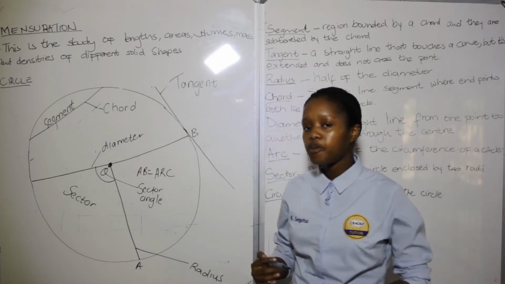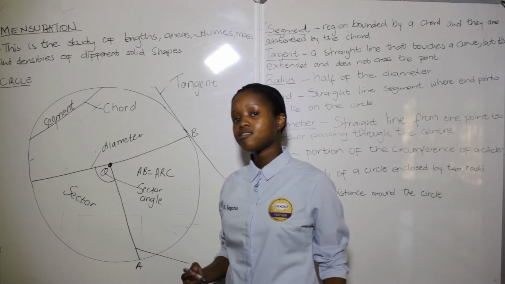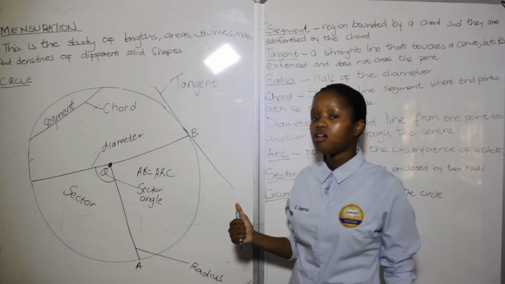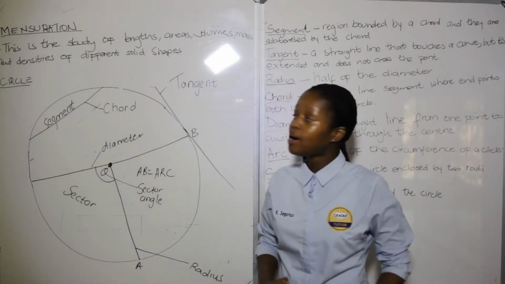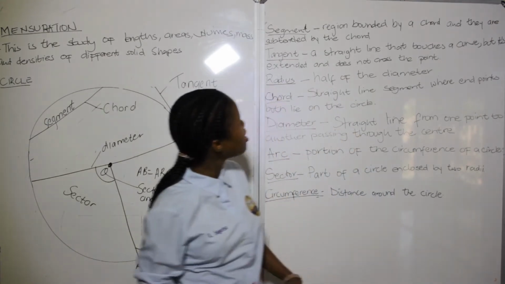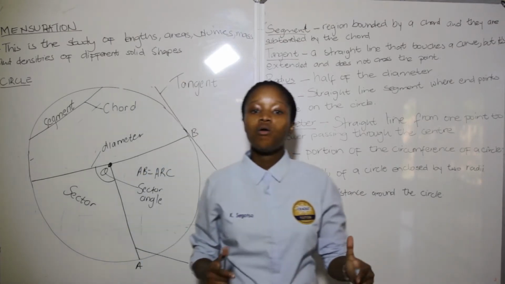So you might confuse a chord and the diameter. Remember what we said the diameter is? From one end of a circle to the other end of the circle, passing through the center. But the chord, what do we say? The chord is a straight line segment whose endpoints both lie on the circle.